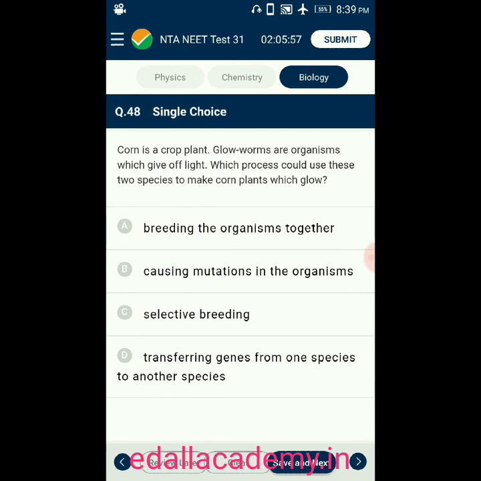Question number 48. Glowworms are organisms which give off light. Which process could use these two species to make corn plants which glow? Corn is a plant, and glowworm is of animal origin. Breeding process is not applicable. Genetic engineering process can be applied where the desired gene is transferred into the organism via different methods of biotechnology. So the answer for this question is option D, transferring genes from one species to another species.